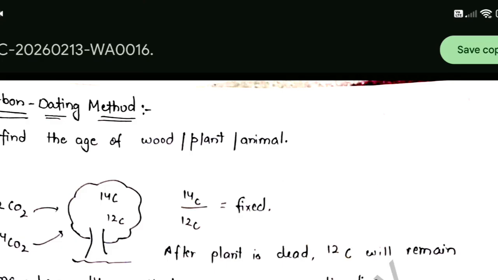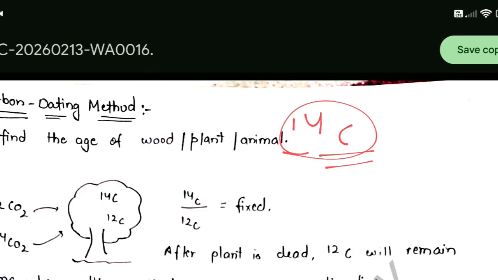Hello guys, so today we will talk about one of the methods to find out the age of wood, plant and any animal, that is called carbon dating method. In this method we will use one of the isotopes of carbon that is radioactive, that is 14C. It is used to find out the age of a wood or plant or an animal, and this method is called carbon dating method.